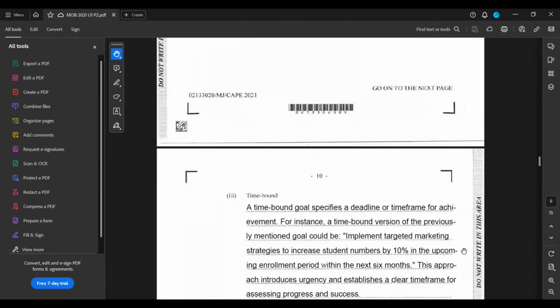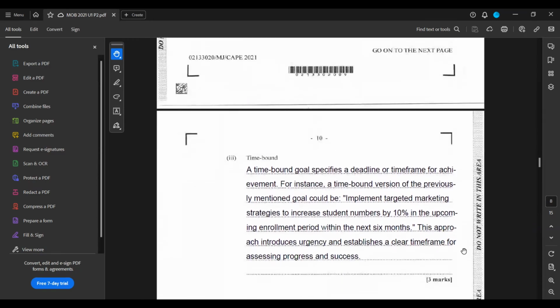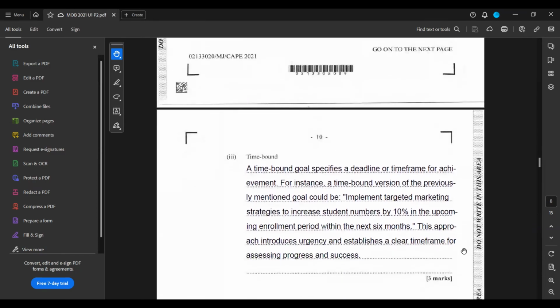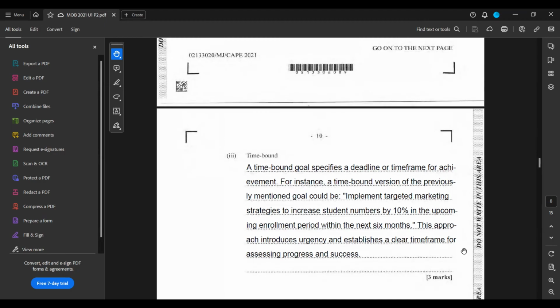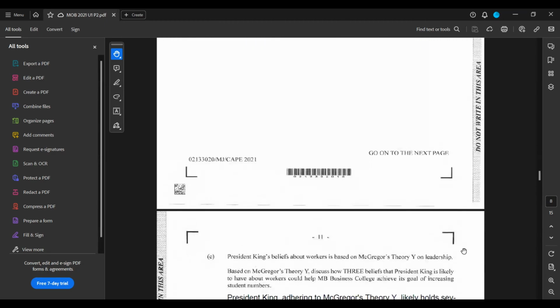Time bound. A time bound goal specifies a deadline or time frame for achievement. For instance, a time bound version of the previously mentioned goal could be to implement targeted marketing strategies to increase student numbers by 10% in the upcoming enrollment period within the next 6 months. This approach introduces urgency and establishes a clear time frame for assessing progress and success.